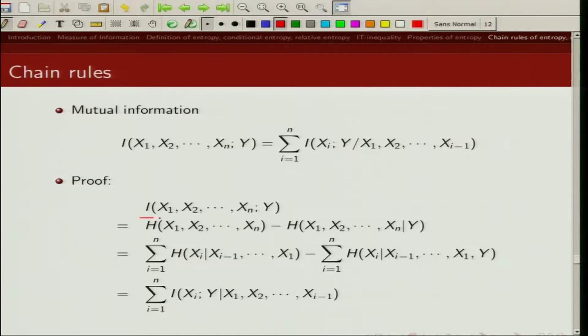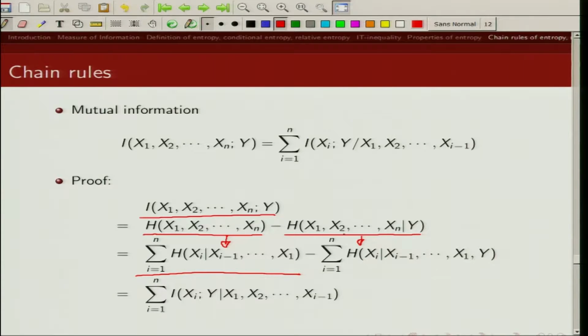So first we write the definition of mutual information in terms of entropy and conditional entropy. So this mutual information between x1, x2, up to xn and y can be written as the joint entropy of x1, x2, up to xn minus the joint entropy of x1, x2, up to xn given y. Now each of these quantities can be written in terms of conditional entropy using chain rule. So this joint entropy of x1, x2, x3, up to xn can be written like this.